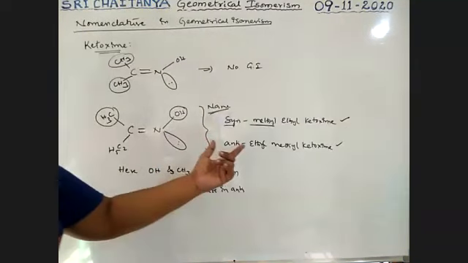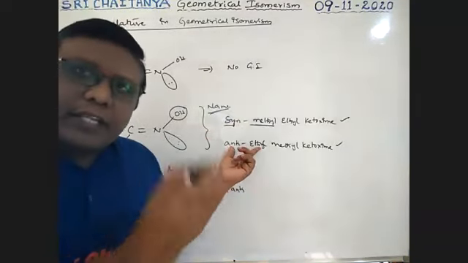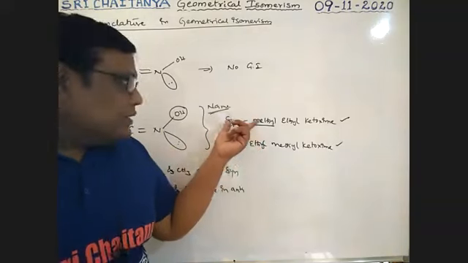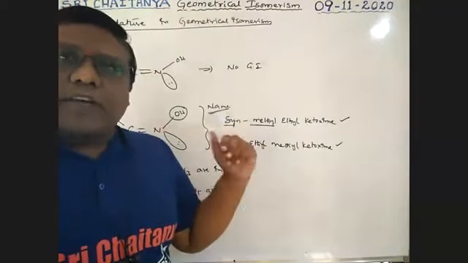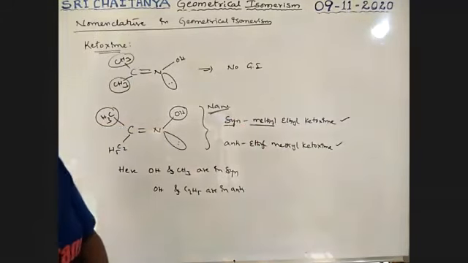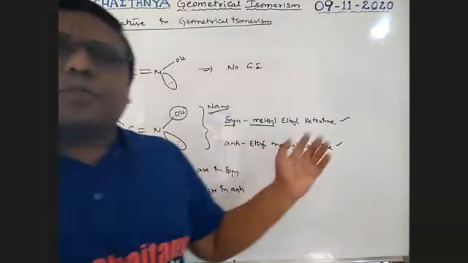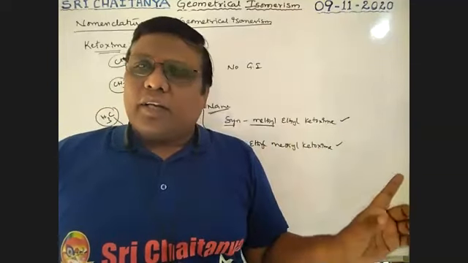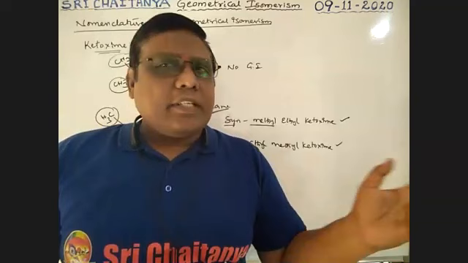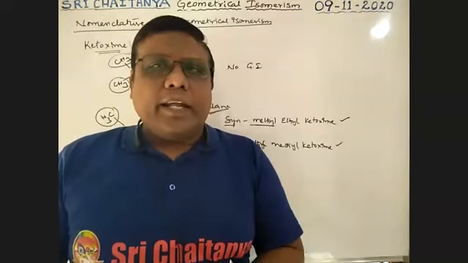So anti ethyl means OH and ethyl are anti. Syn methyl means OH and methyl are in syn position. So this is the way to write the name of ketoximes, boys. For aldoximes, no controversy because one of them is hydrogen. Hydrogen and OH on the same side, syn. Hydrogen and OH on opposite sides, anti.